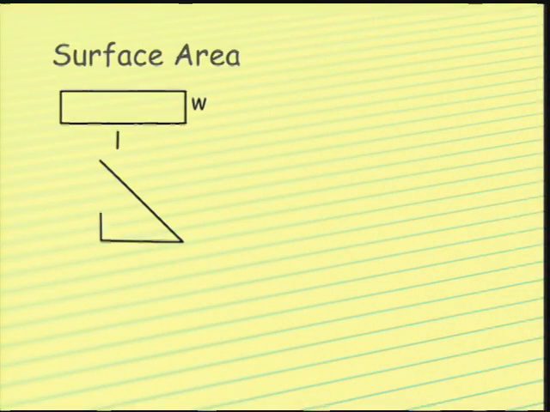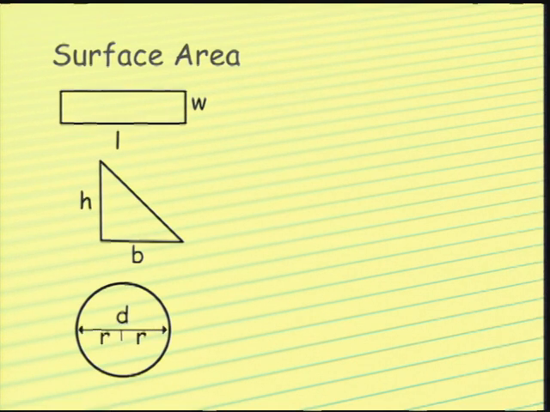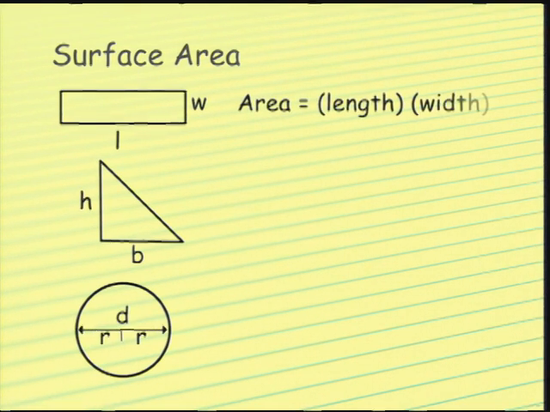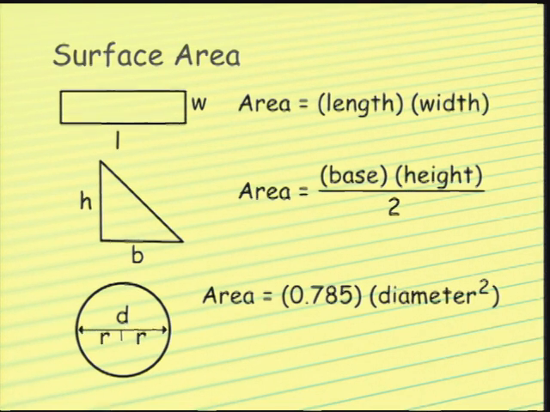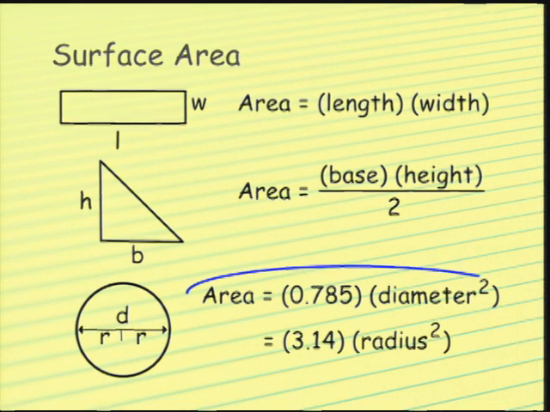Here's a quick review of the surface area formulas we use for each particular one. Rectangle area equals length times width. Triangle area equals base times height divided by 2. Circle area equals 0.785 times diameter squared, or pi 3.14 times the radius squared. Since the diameter rather than the radius is generally given for circular tanks and basins, the formula using diameter is preferred for water treatment plants. That formula is expressed as area equals 0.785 times diameter squared.